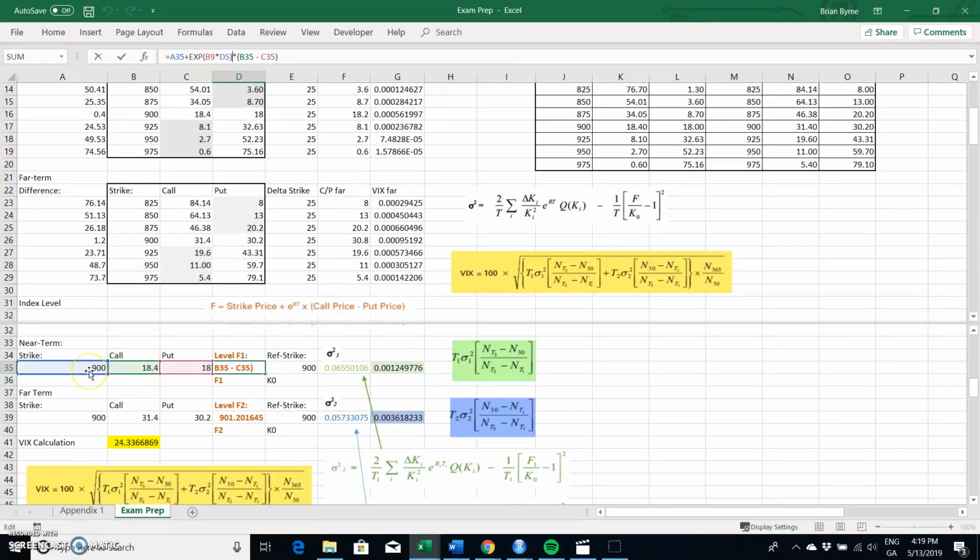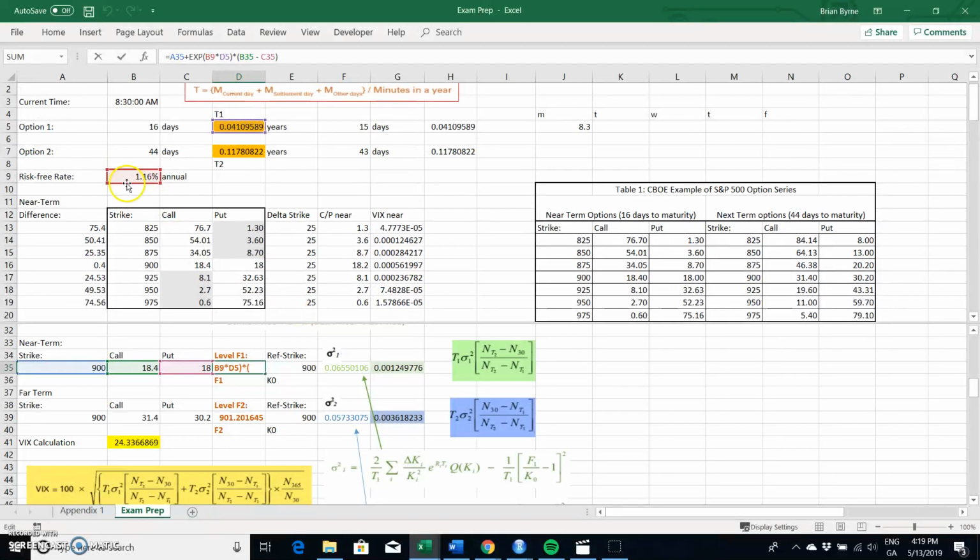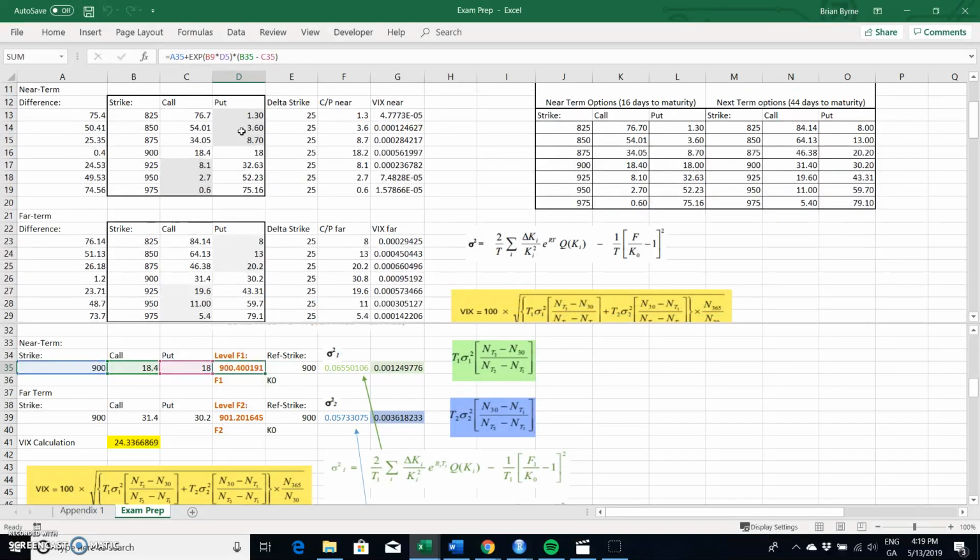In estimating F, K0 is the strike price, 900, where we have the minimum difference between the call and the put, and then we multiply by e to the rT, where e is the exponential term, R is the risk-free rate, T corresponding to, in this instance, the lower maturity. That produces our F, and the strike price is the 900. It's the strike price immediately below that F, and sigma we worked out in the previous video, but F and K are being used here. Now that estimate is done again.